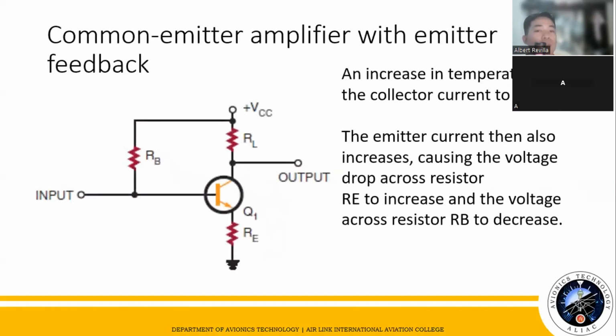So, common emitter amplifier with the emitter feedback. Yeah. So, sinasabi, an increase in the temperature causes the electric current to increase. So, the emitter current also increases, causing the voltage drop across the resistor RE. Ayan. So, dito. Yung lumalabas din na voltage kay emitter, nagkakaroon naman siya ng voltage drop din dahil naglagay ka ng resistor dito kay emitter. So, to increase and the voltage across the resistor RB to decrease.